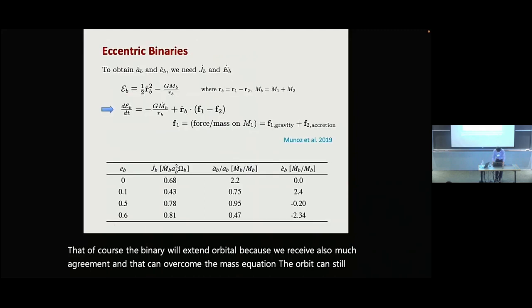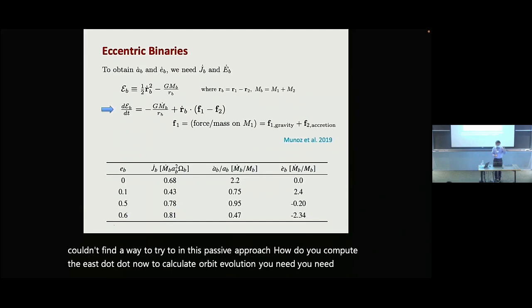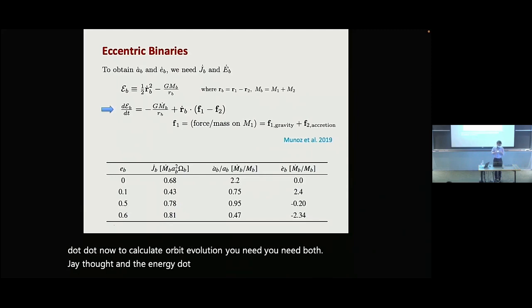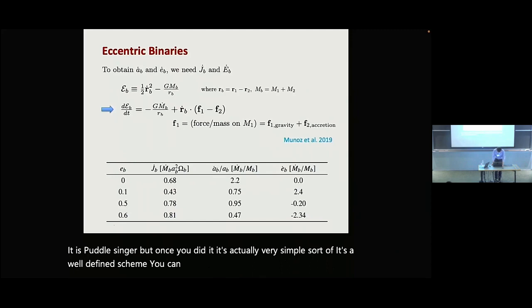All right. What about eccentric binaries? This is actually the reason for the delay. We published this result because at least at that time we couldn't find a way, in this passive approach, to compute the E dot, eccentricity dot. Now, to calculate orbit evolution, you need both J dot and the energy dot, right? Now, energy dot, what kind of energy are you talking about? The mass is changing, so it's hard to think about. But once you did it, it's actually very simple. It's a well-defined scheme. You can do these things, so we can calculate.